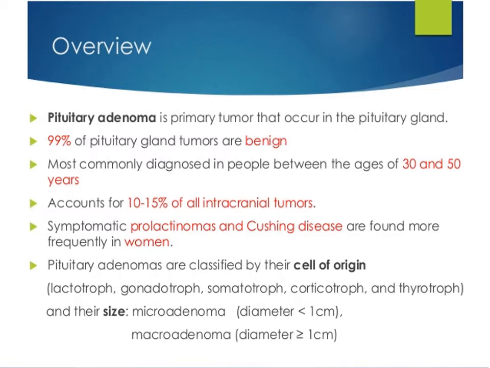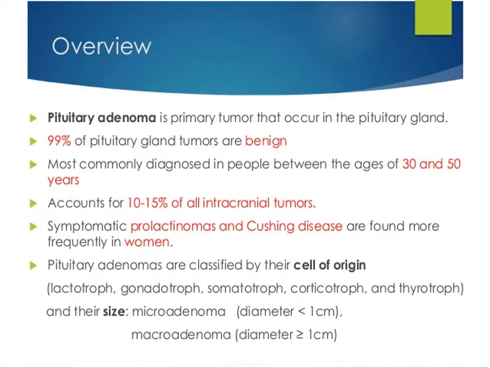Now, overview of the pituitary adenoma. Pituitary adenoma is a primary tumor of the pituitary gland, and 99% of pituitary gland tumors are benign. As the name signifies, it's an adenoma, but pituitary hyperplasia and pituitary carcinoma can also occur in the pituitary gland. Most commonly diagnosed in the age group of 30 to 50 years. And pituitary adenomas account for 10 to 15% of all intracranial tumors.